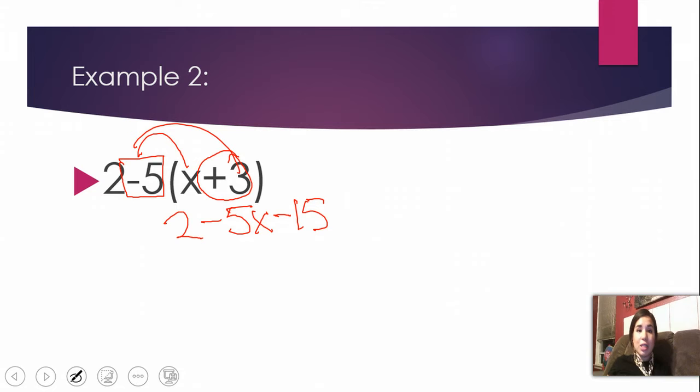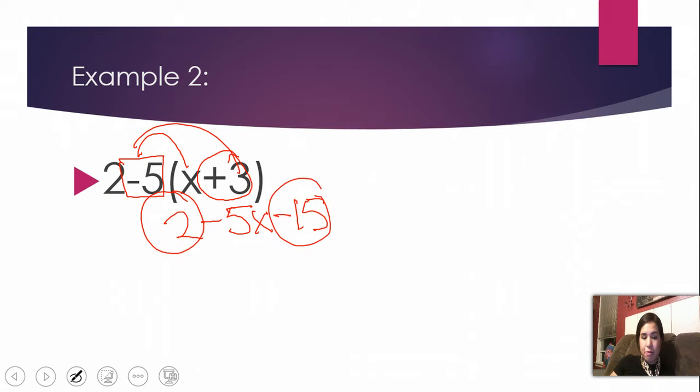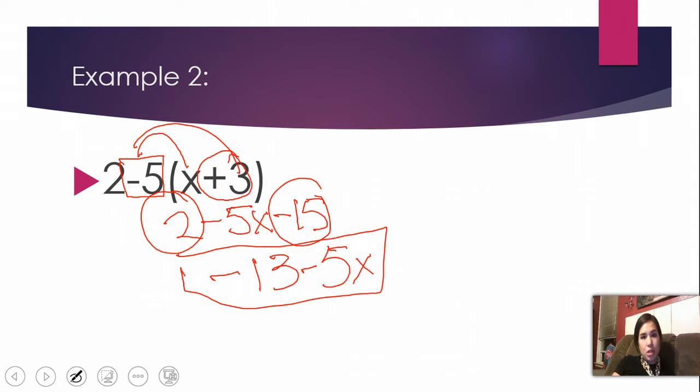And since we've already learned how to combine like terms, I can combine some like terms here. I have 2x and I have negative 15. 2x minus 15, I can do that because they're like terms. So that gives me negative 13 minus 5x. Now I can't go further than that because the 13 and the 5x are not like terms. One has a variable, one doesn't. So this would be my final answer for distributing this problem.